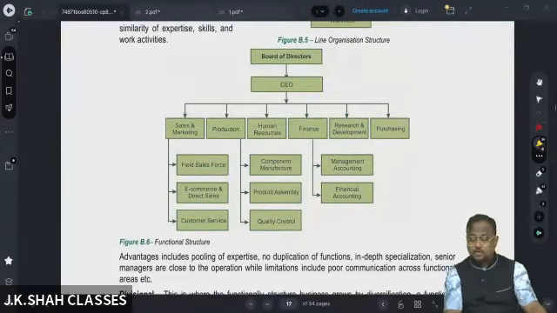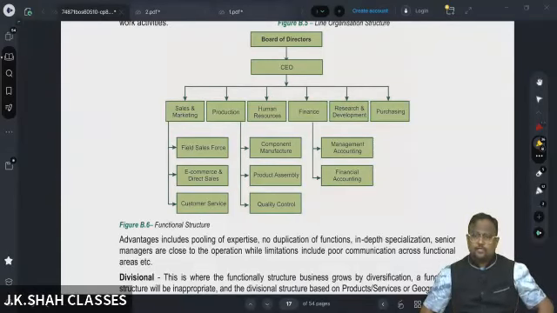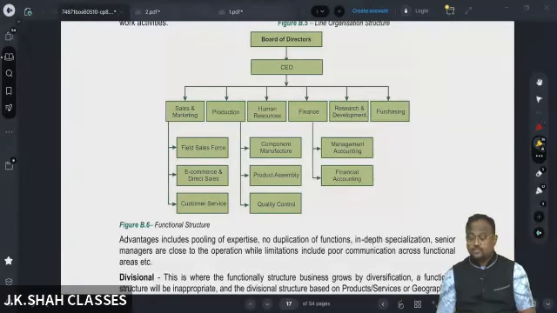Functional means allocation done on the basis of different functions. You have board of directors, you have CEO appointed by them, and the classification is functional classification. Sales and marketing, production, human resource, finance, research and development, purchase, procurement. Purchase manager is responsible here. Then you have production manager responsible here. He's the one who's supposed to hire workers of best quality at reasonable rates.